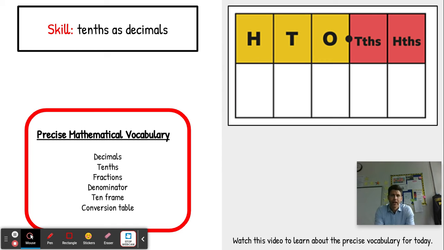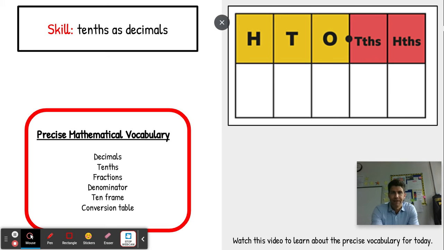So remember, tenths are those fractions where the denominator is out of 10. So for example, 4 out of 10 is 4 tenths, and that can be written as a decimal. So for today's precise mathematical vocabulary that you're going to need, that word decimal. So decimals are numbers that are less than 1.